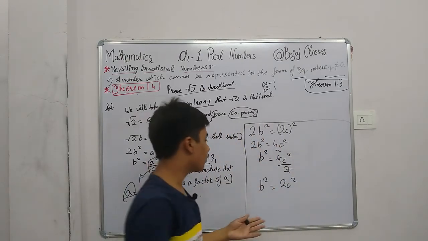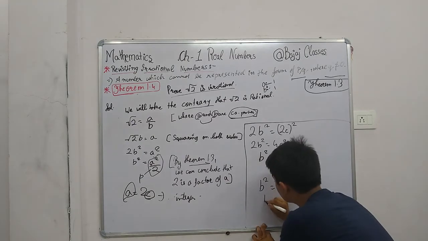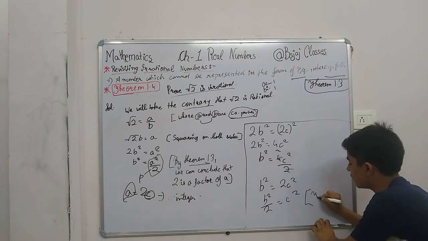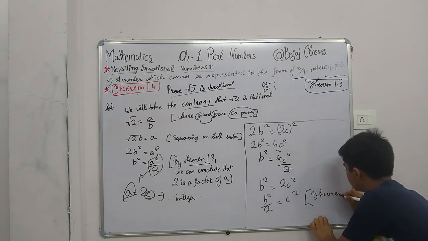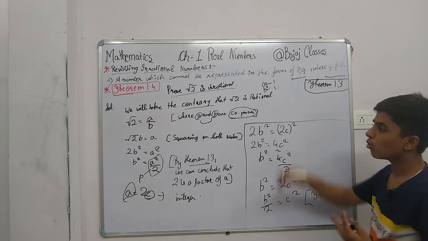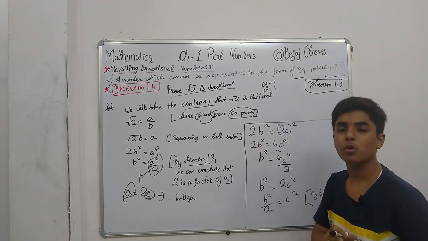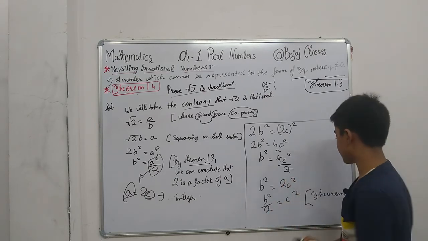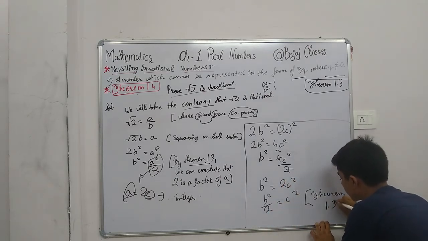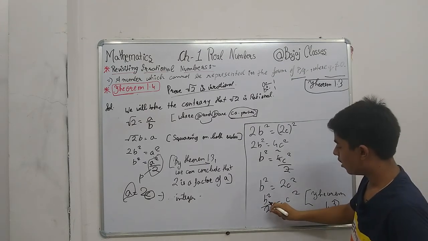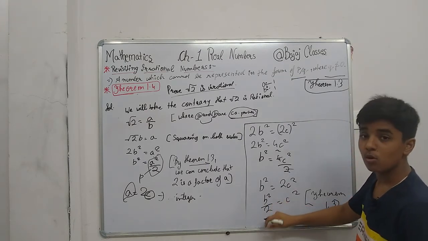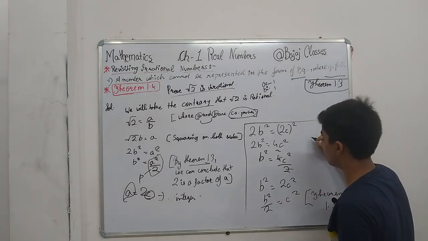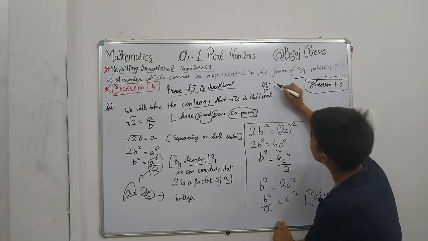And now what can we do? We will take this 2 here. So b square by 2 equals c square. Now, as always, which theorem will be applied? You have to note all these things, because this is very important. This will always carry a 5-mark question in your board exams. So theorem 1.3. By theorem 1.3, if b square is divisible by 2, then b will also be divisible by 2.